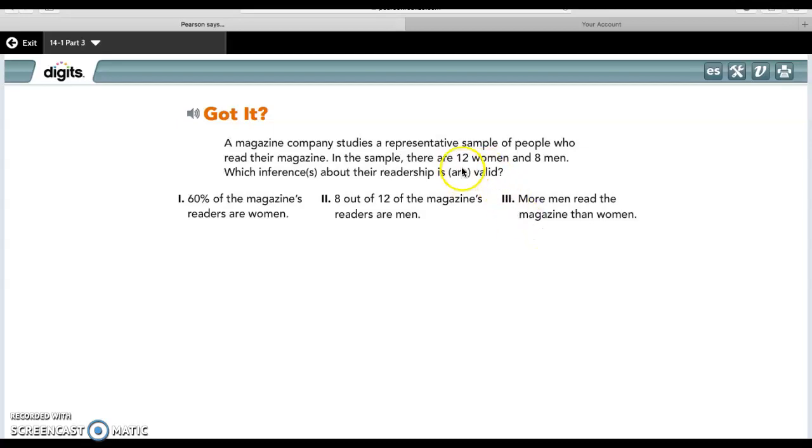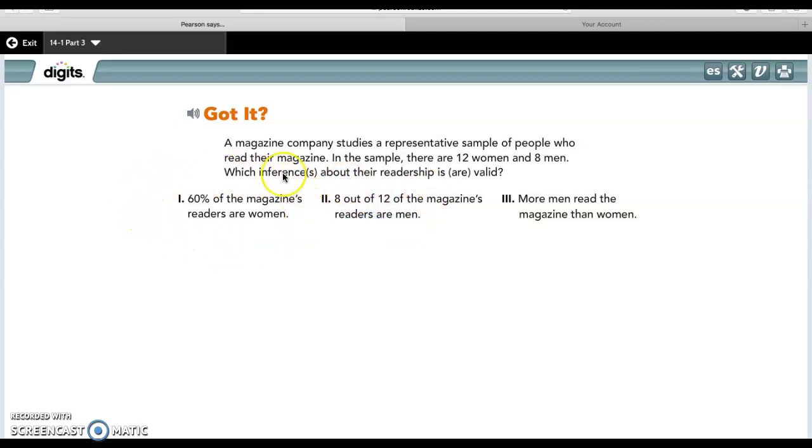Well, I know if there's 12 women and 8 men, there are definitely more women. So it cannot be option 3 here. We definitely cannot say more men than women read the magazine. What about number 2 here? Number 2 says 8 out of 12 of the magazine's readers are men. Now this one's a little tricky. It looks like it would be right. However, it's saying 12 women and 8 men. So that means we talked to how many people total? 20. We talked to 20 total people. So that would mean that 8 out of 20 of the magazine's readers are men, not 8 out of 12. So again, not number 2.